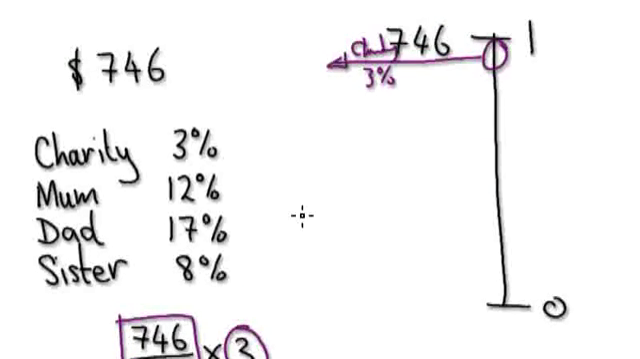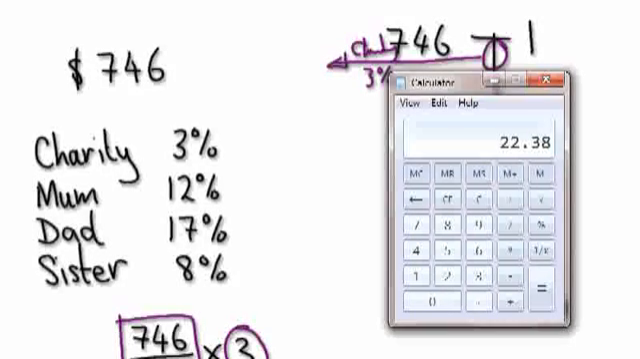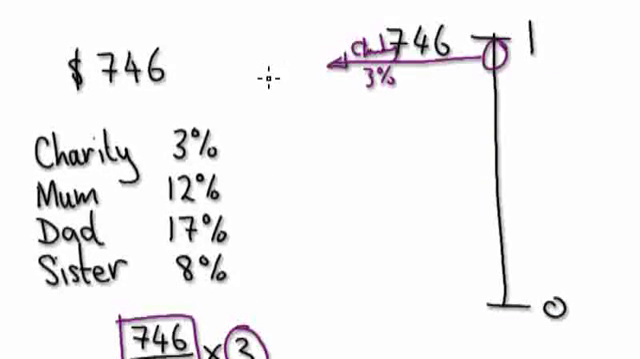22.38. So 3% of $746 is $22.38. Now you're going to give 12 pieces to your mum.